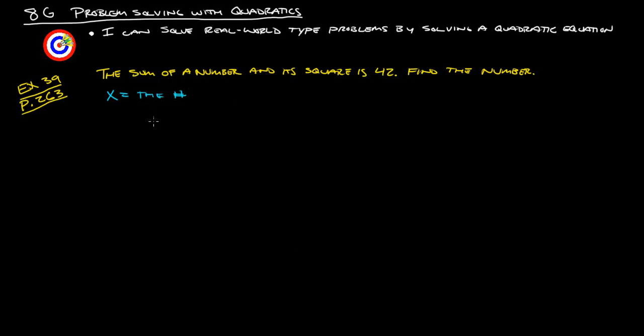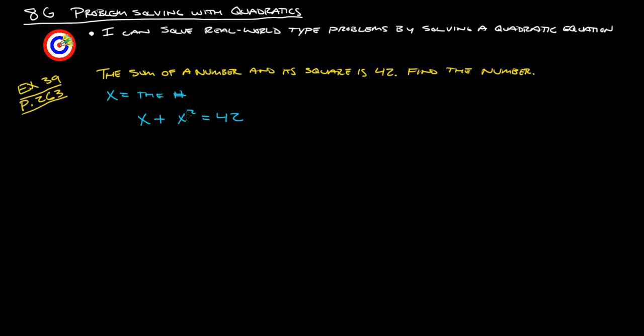So the sum means addition. So we're going to add something together. The sum of a number, so x plus its square, so x squared. Stands for equals. So x plus x squared equals 42.